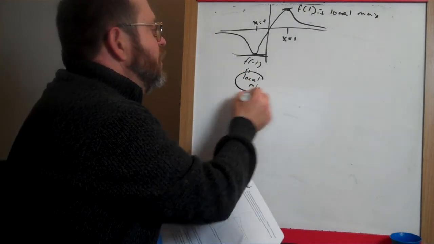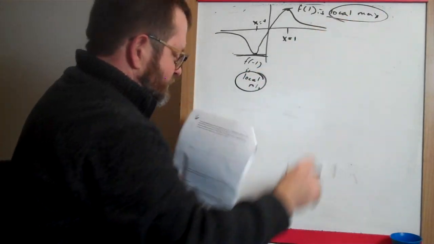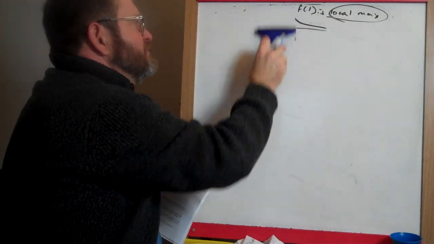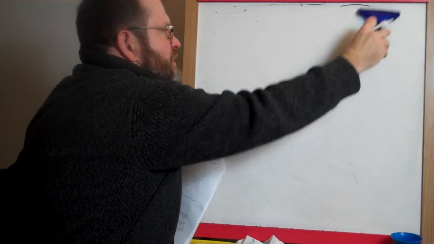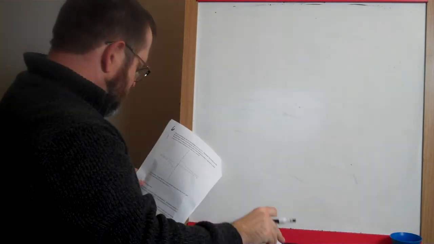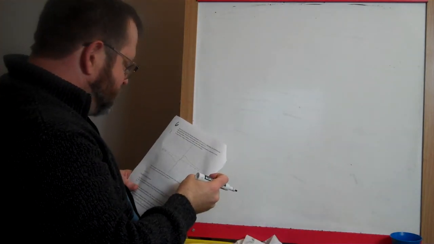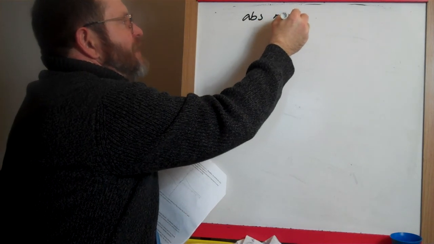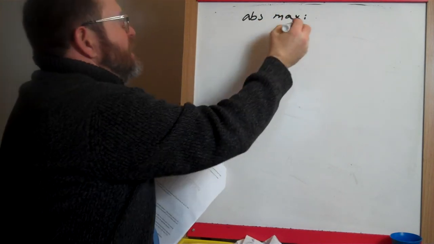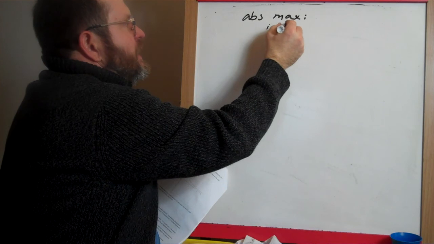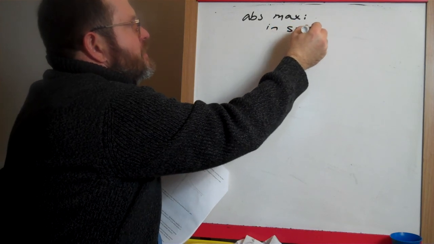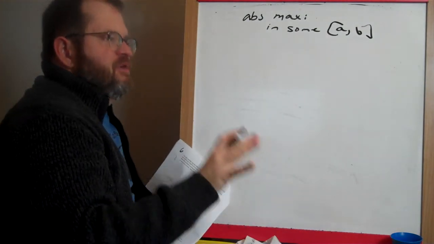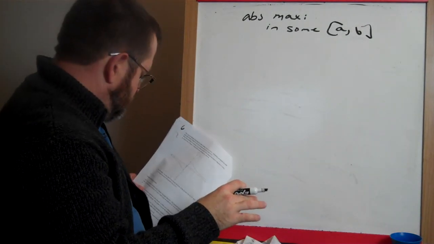Those were finding local minima and local maxima. We actually need a new rule if we're going to find the absolute maximum and the absolute minimum. To define the absolute maximum, and then we can just switch the definition around for absolute minimum, it's going to be in some bounded interval. I'll just write a, b. So x is between a and b.